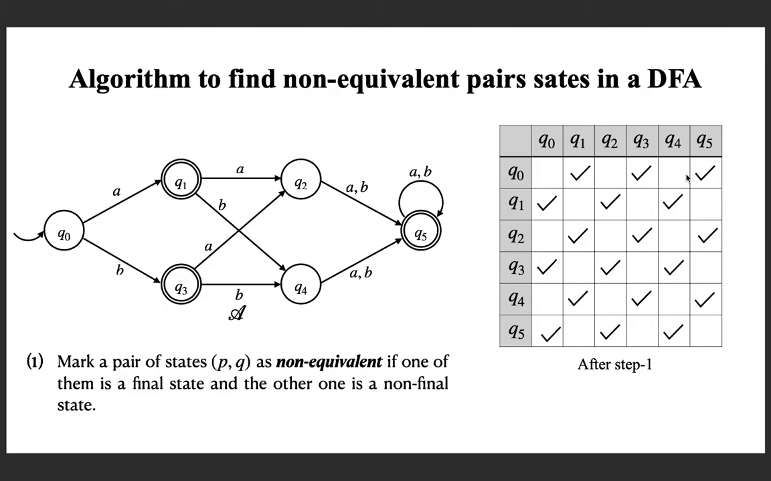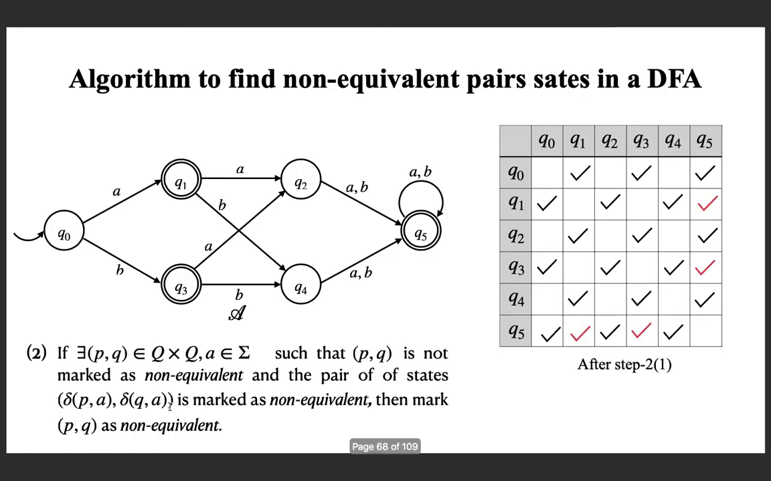Maybe we can verify the first row. Q0, Q1 you can mark because one is final and one is non-final. Similarly, Q0, Q3 is there. And the only other case is Q0, Q5. No other marking. So this is exactly what we did. You can verify it offline. So this is step 1. Step 1 is to be performed only once. Now step 2 in a block, in a loop. What is step 2?